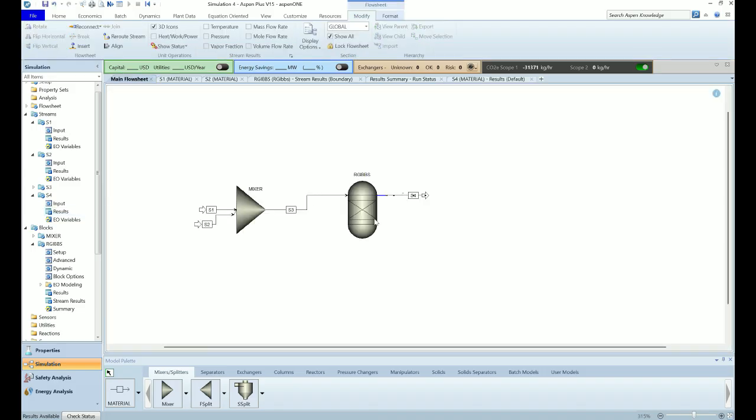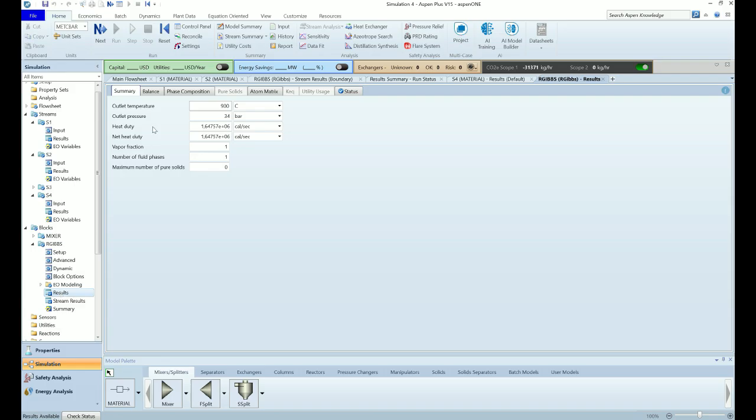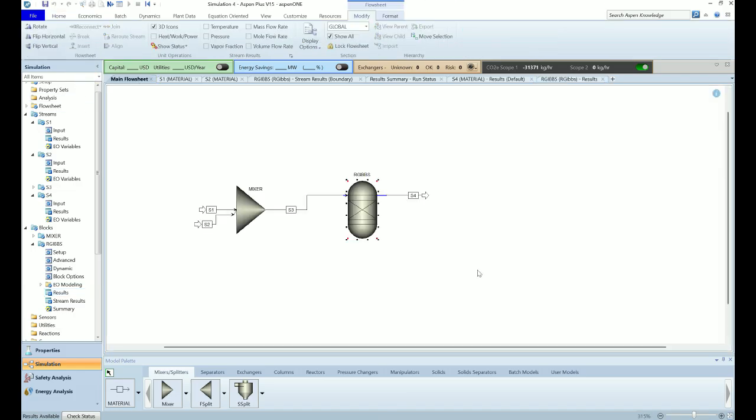Okay, and also as a block result, we need to check here in our results the heat duty. Okay, the heat duty in kilowatts. We can check the results of the amount of energy required to keep the temperature constant. Okay, so with this simulation we solved example 4.